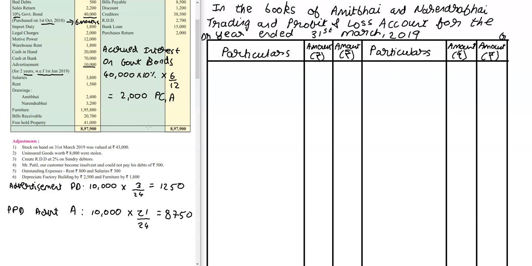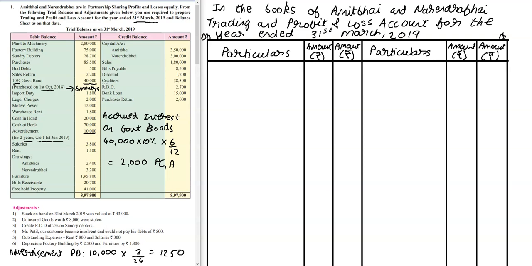Now, let's see, do we have any more hidden adjustments? Right, that should be it. Looking at the other items, plant and machinery is an asset, factory building is an asset, debtors is an asset, purchases goes in the trading account debit side, bad debts we have a format on its own and it goes in the P&L debit side, sales return trading account credit side, government bonds we already discussed, there's an adjustment for the accrued interest, but the government bond itself is an asset.